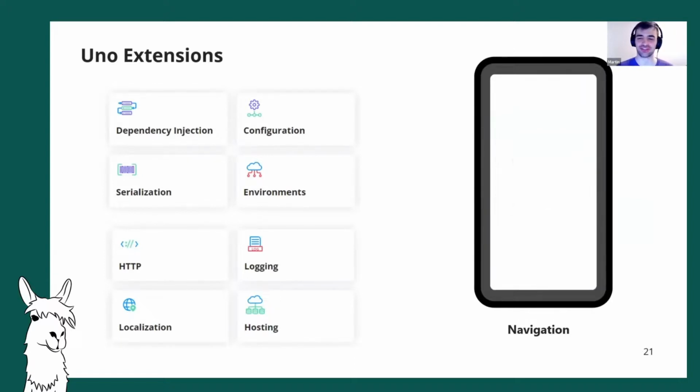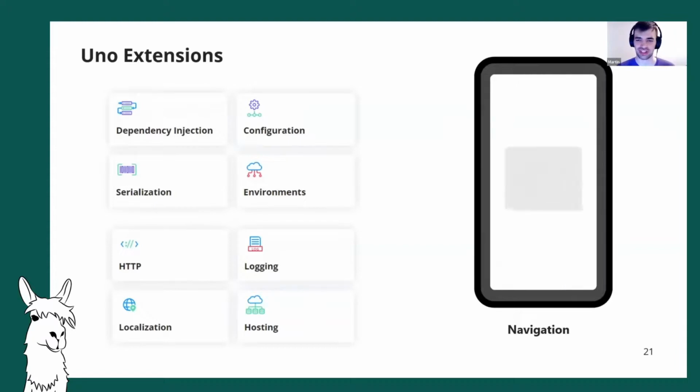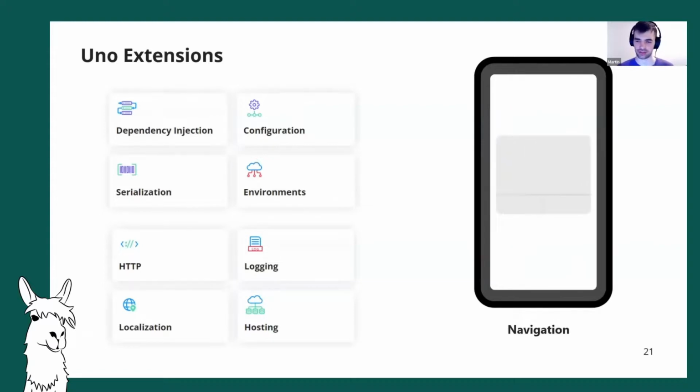And UNO Extensions offers a lot of useful ways to navigate in your applications and simplify managing of different pages and different view models. So I definitely recommend to check this out. It's something that might speed up your software development a lot.